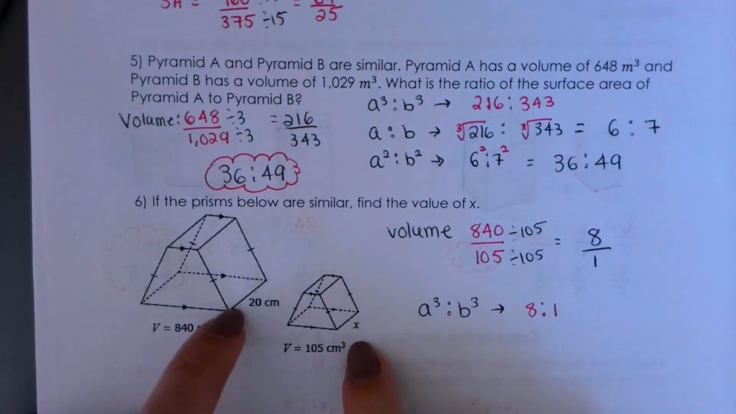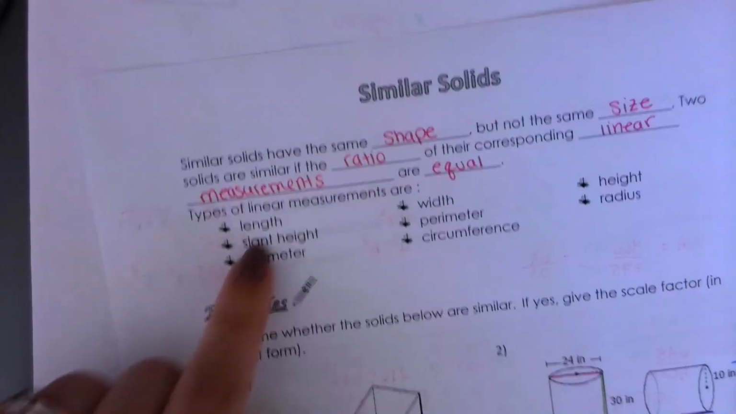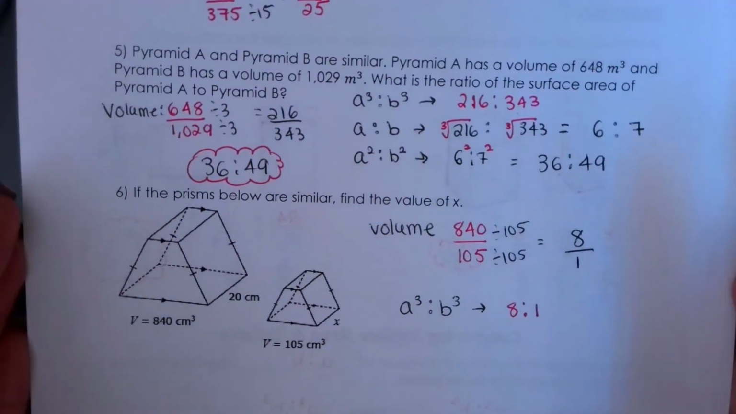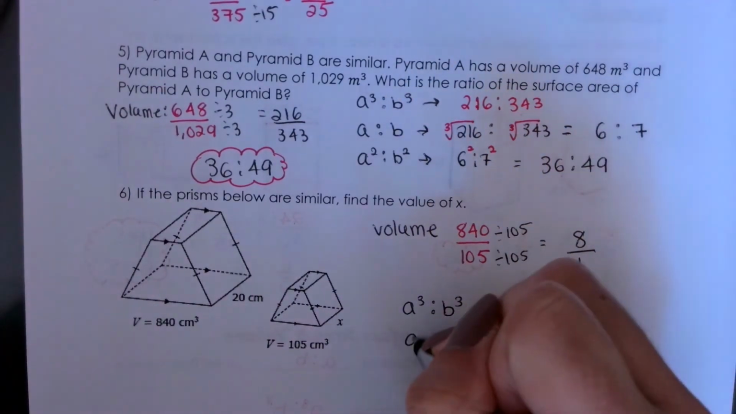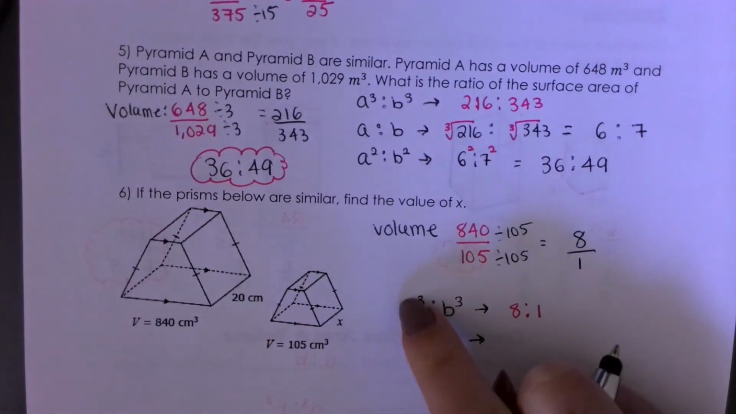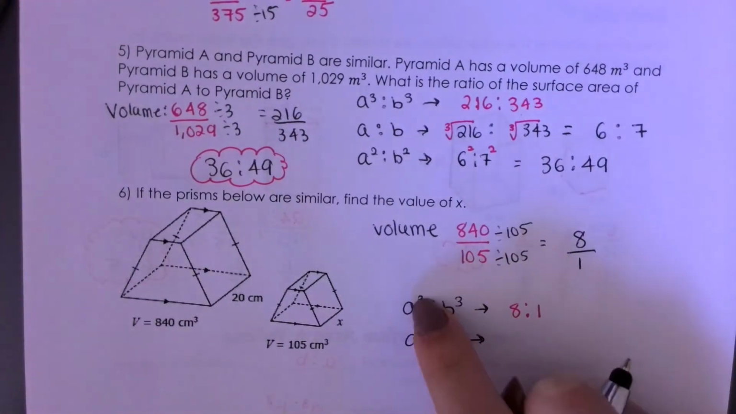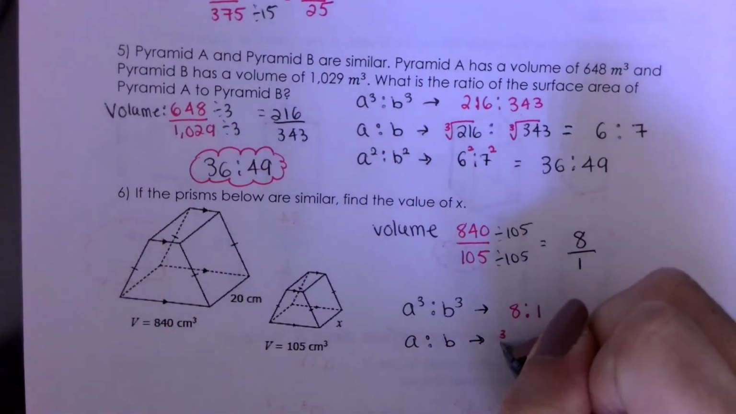In order to find my missing side right here, x, I don't need the surface area. I just want to find what that side is. So you need your scale factor. Whenever you're looking for a linear measurement, like we said in the beginning, any linear measurements, you always need your scale factor. So it's very similar to what we just did before. I want the scale factor, which is A to B. So I'm going from the cubed to no cubed. How do I remove that? You do the cube root again for both numbers.